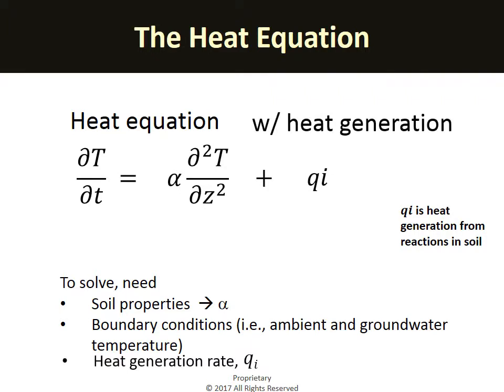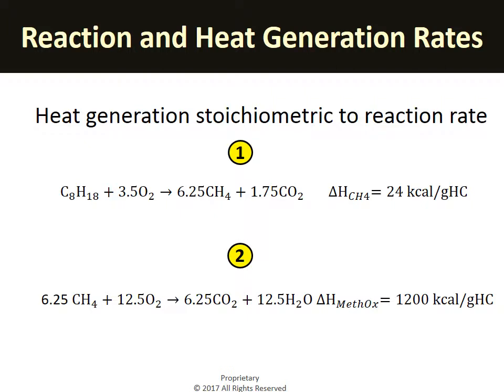In the presence of reactions that release heat, the heat equation needs to include such internal heat generation rates. If you know this, the heat equation is relatively easy to solve. The heat generation rates in the heat equation come from the natural source and depletion related reactions. Because the heat of reaction is stoichiometric, if you can determine reaction rates, then heat generation rate can be calculated.